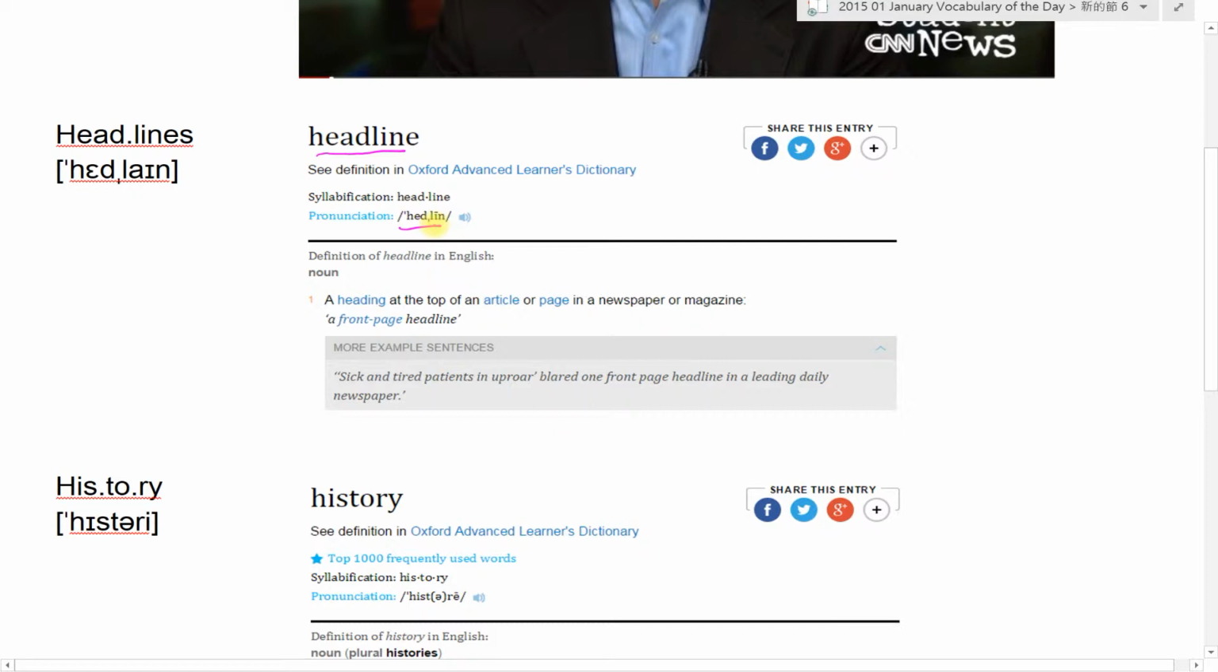Okay, now I will repeat the pronunciation and definition part for the first vocabulary word. Let's follow me. Read along with me. Headline. Definition of headline in English. Noun. A heading at the top of an article or page in a newspaper or a magazine. A front page headline. More example sentences. Sick and tired. Patients in uproar. Blair one front page headline in a leading daily newspaper.